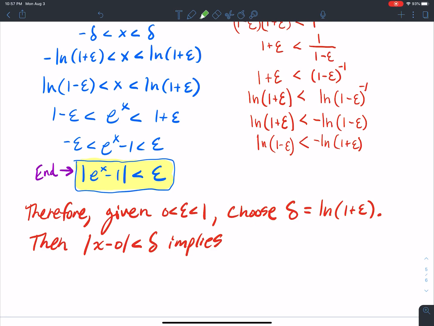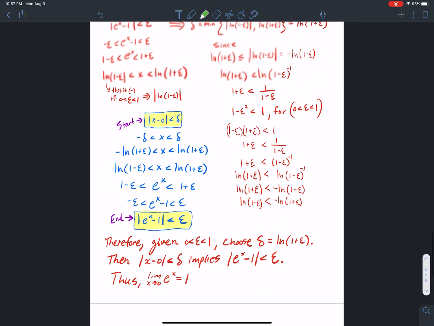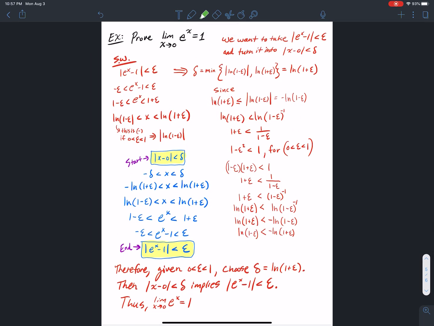Therefore, this then implies if I have absolute value of x minus 0 less than delta, that implies that absolute value of e to the x minus 1 is less than epsilon. And that concludes the proof that the limit as x goes to 0 of e to the x is equal to 1. All right, guys, I'm going to zoom out so you can kind of see that whole proof in one shot. Okay.